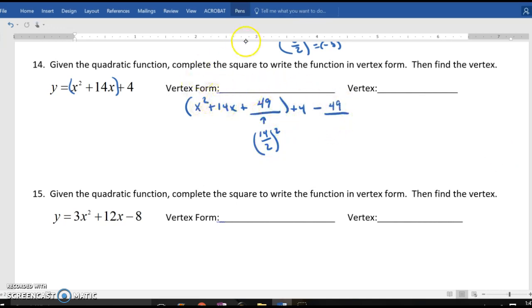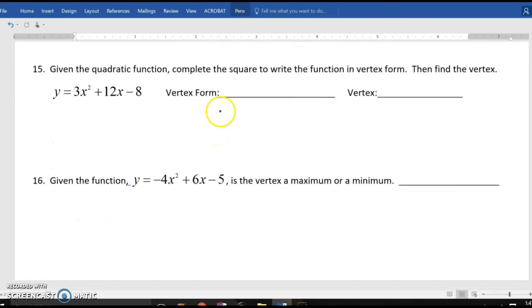So now my vertex form, this is equivalent to x plus 7 all squared. Remember, this number is always going to be half of b. But then 4 minus 49, right, is going to be minus 45. And now my vertex is at the opposite of 7, which is negative 7, and then negative 45. That's just like the top.